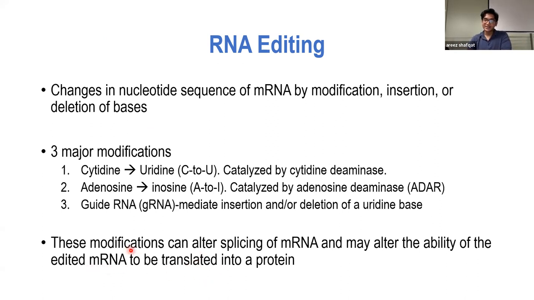And so RNA editing, in summary, affects splicing, and it can affect the ability of the mRNA to be translated into a protein, all right? And there are three mechanisms.